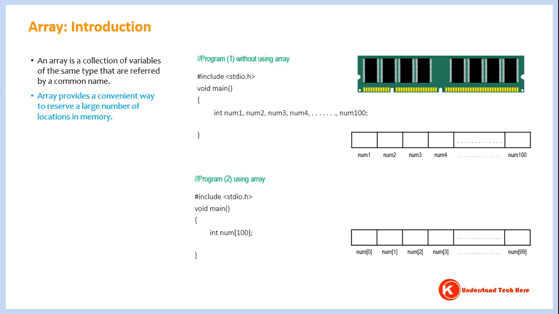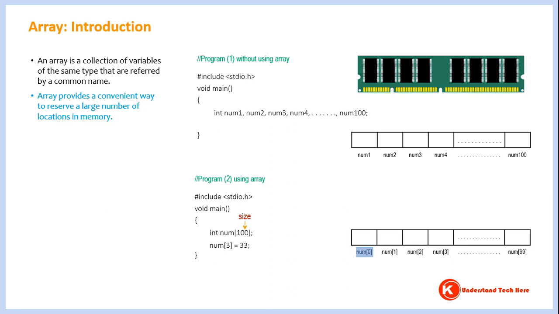Okay, fine. You reserve 100 locations in one shot, but how do you refer and use individual locations? Remember, the first location is referred not by num1 but by num0. You refer to the first location by num0, the second location by num1, and so forth. So if you want to put 33 in the 4th location, what do you write? You write this.